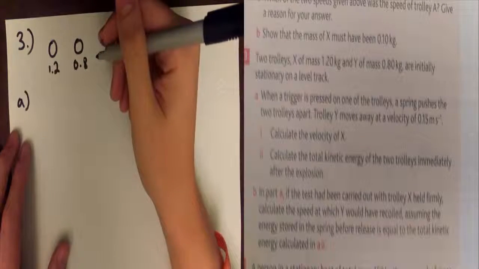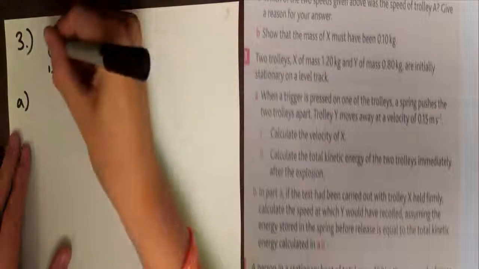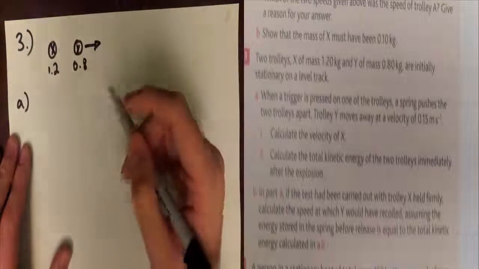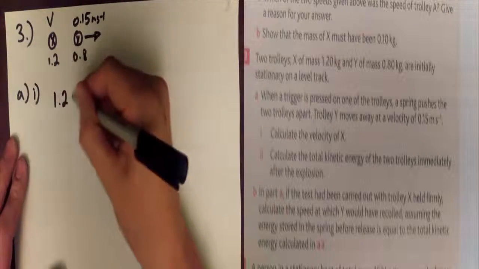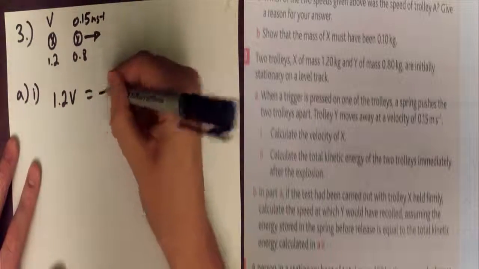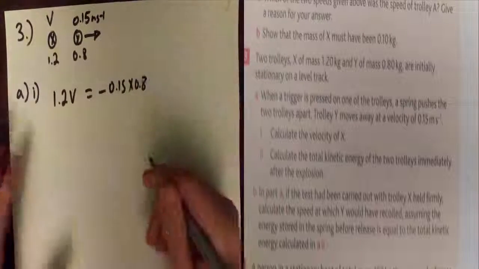So, this being trolley Y, this being trolley X. This trolley is moving away with a velocity of 0.15, and this is going to be part I. What is V? Now, using our equation again, we know that 1.2V will be equal to negative 0.15 times 0.8.